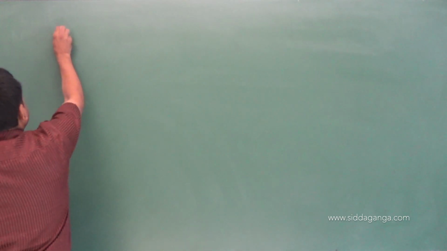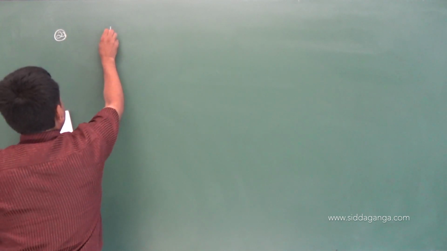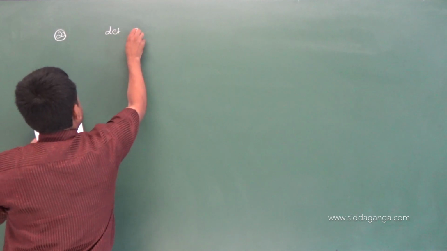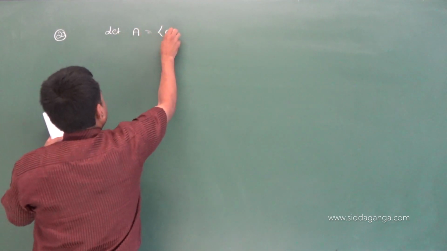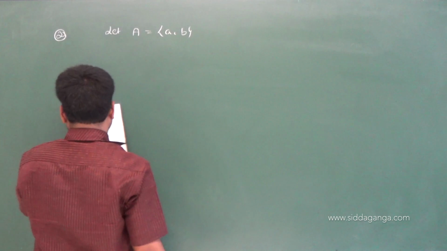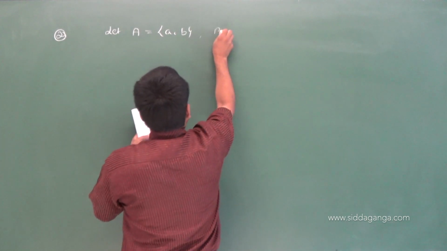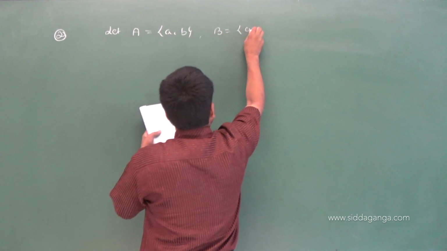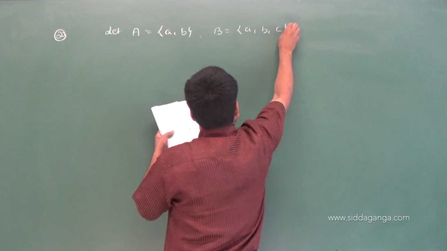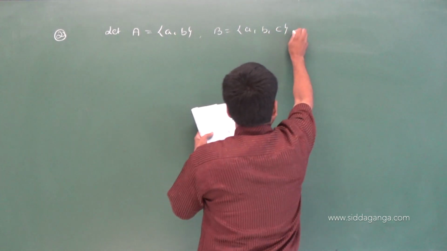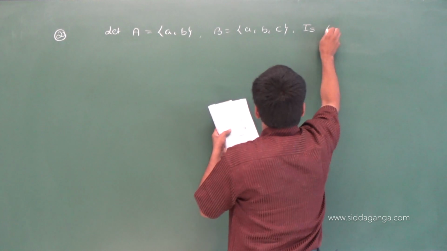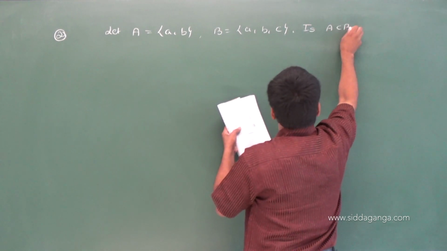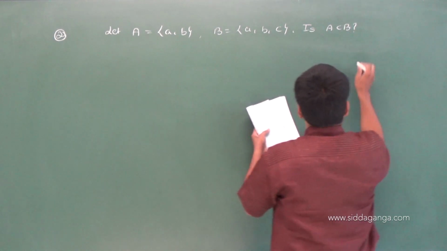Second main, he has given, let A is equal to {A, B}, B is equal to {A, B, C}. Is A a subset of B?